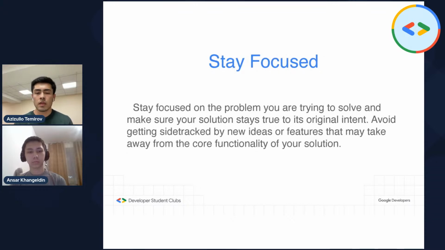And stay focused. Stay focused on the problem you are trying to solve and make sure your solution stays true to its original intent. Avoid getting sidetracked by new ideas or features that may take away from the core functionality of your project.